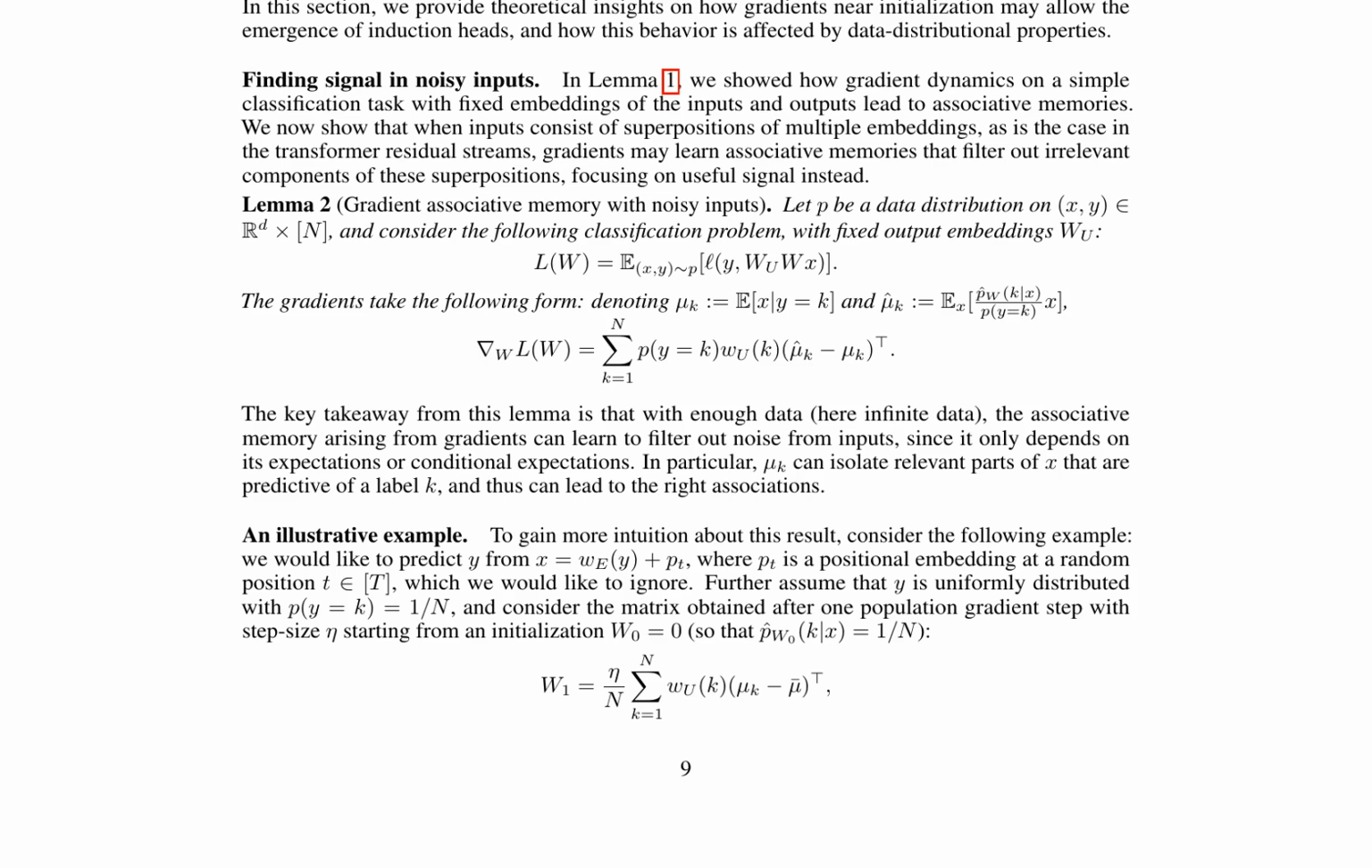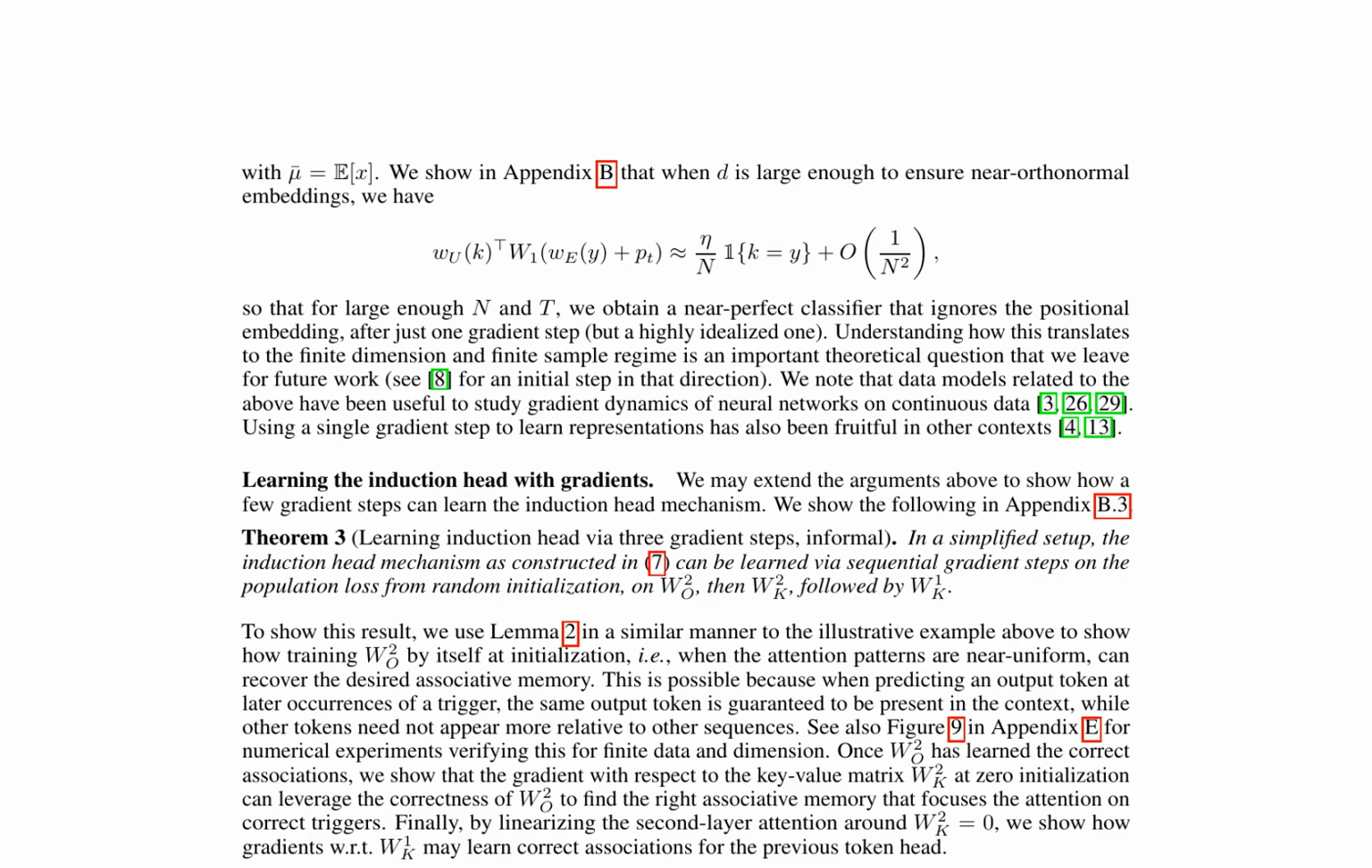The paper also explores the role of data-distributional effects on in-context learning. It demonstrates that training with a uniform output token distribution can lead to better generalization than training with bigram distributions. This is because the uniform distribution encourages the model to learn more diverse associations between input and output tokens, which results in better generalization across different data distributions.